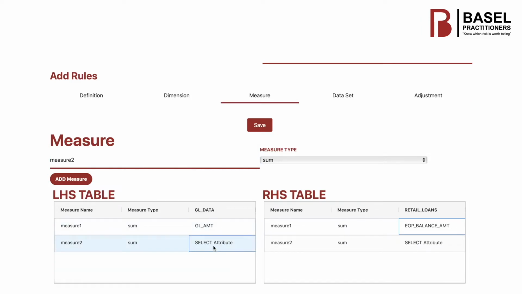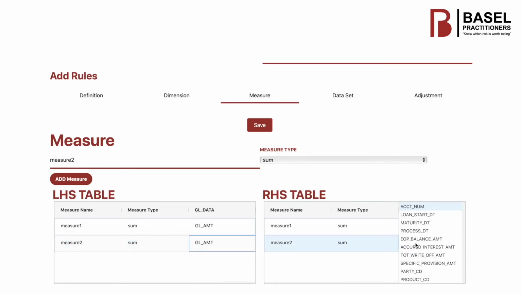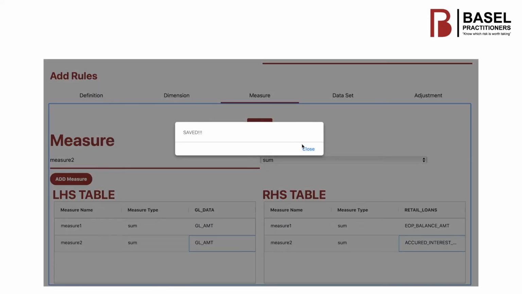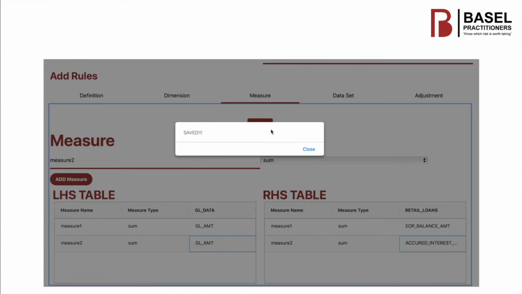So I am adding one more measure called measure 2, where I want GL amount in GL data to be equal to accrued interest amount in the RHS table. So basically selecting the attributes on which data recon should happen.